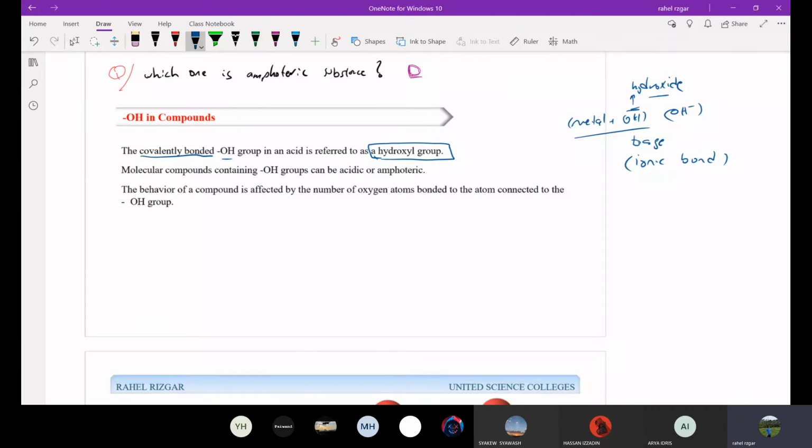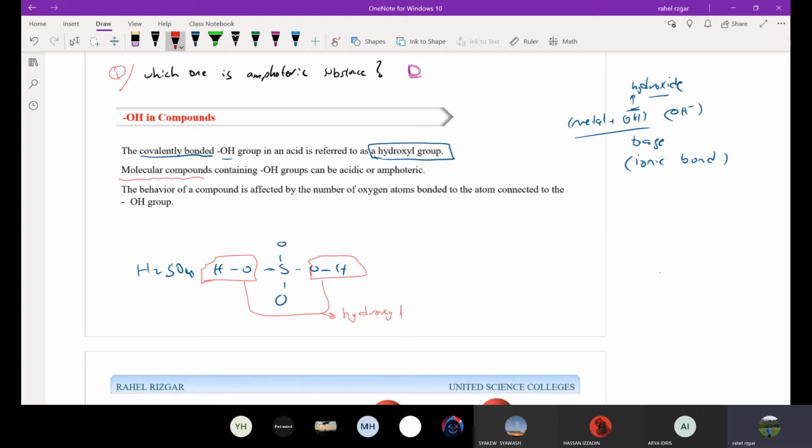For example, we know H2SO4. If you remember, we said the hydrogens are not bonded with the sulfur. They are actually bonded with the oxygen, like this. Hydrogen and oxygen can bond, so we call these OH groups hydroxyl. Okay, hydroxyl. So what are these acids?